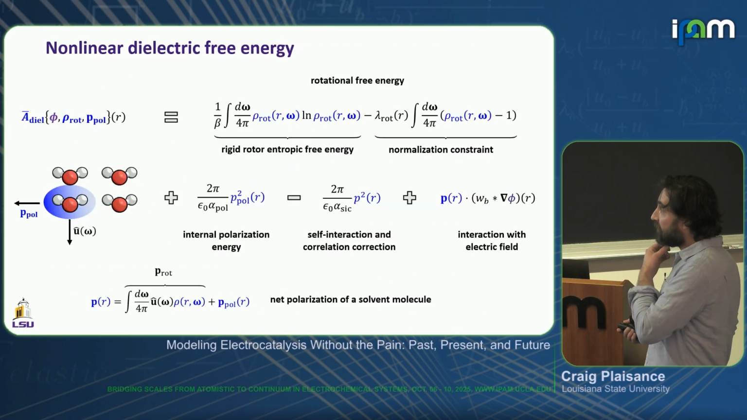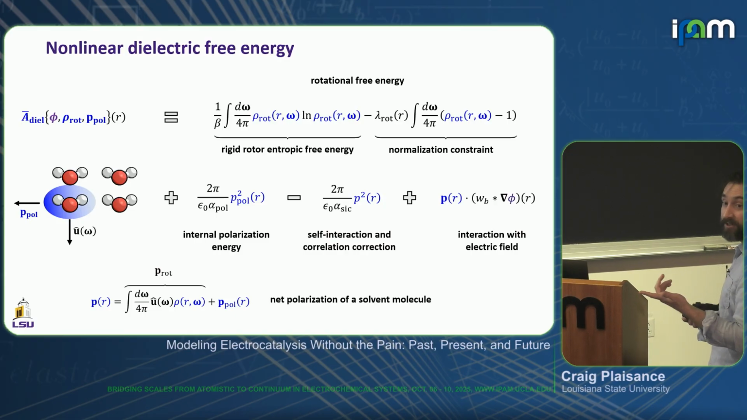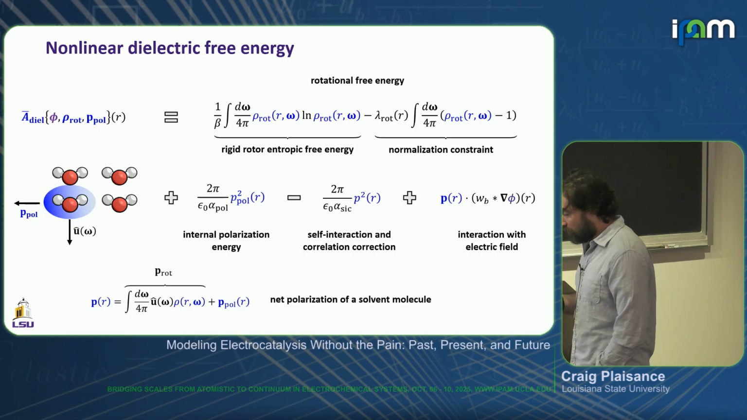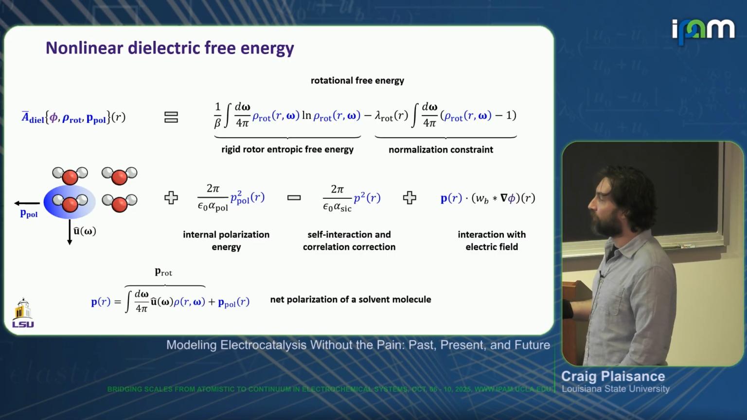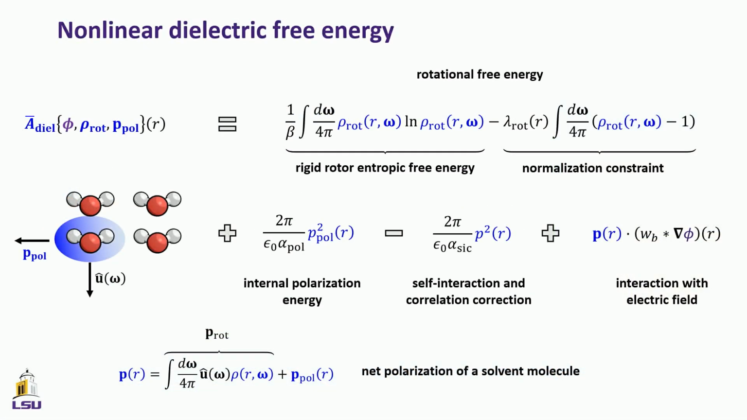Okay, to get the nonlinear dielectric free energy, that's that second term in the free energy functional that I showed, we use a rigid rotor model for the water molecule. So basically, we assume that the water molecule at every point in space can be pointing in any direction, and we assign a distribution function. And getting back to Carson's question, it doesn't matter how we orient it. It's rotationally invariant.